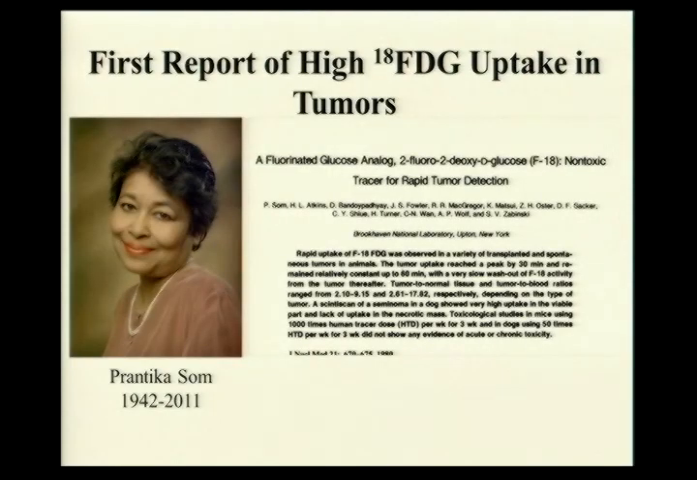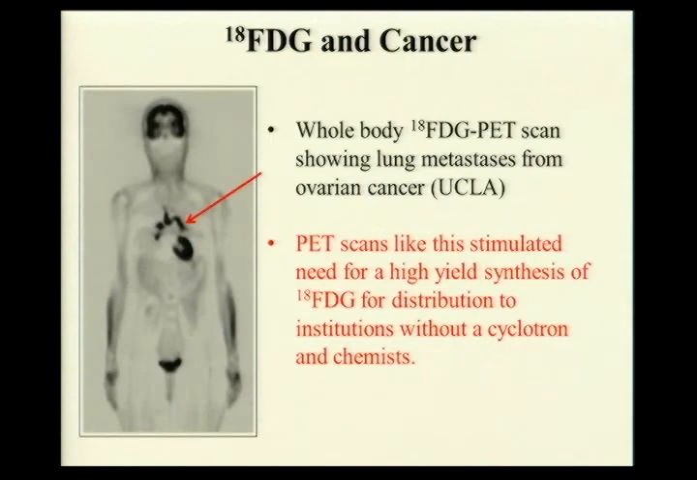And around this same time, Prantika Som, who passed away last year, in our group started to look at glucose uptake in tumors and found that glucose, or FDG, was very rapidly taken up by tumors. And this suggested that it would be very useful for looking at tumors in the human body. And this is a slide from Mike Phelps at UCLA. This is a whole body image. It shows you why this is so useful.